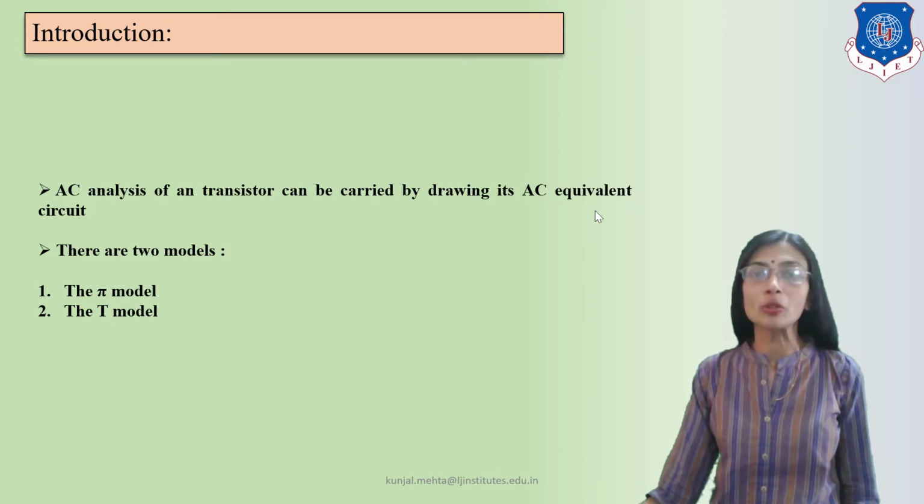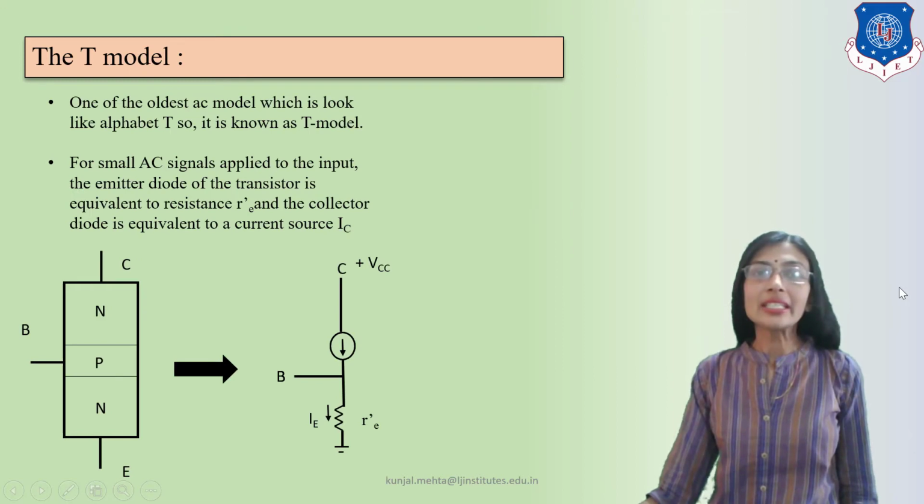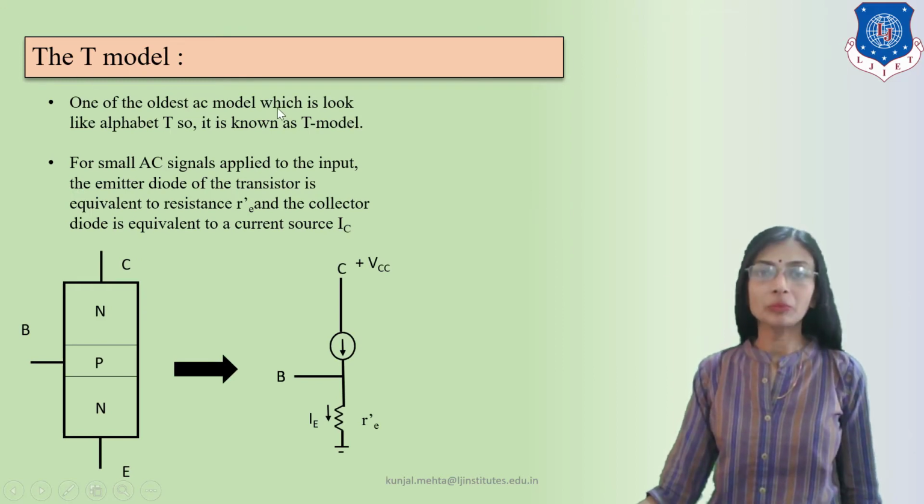Whenever I want to draw the AC amplifier or AC circuit from the BJT circuit, it is necessary to do the analysis with the help of two models. Those are AC models. One is the pi model and another is the T model. Let's start with the T model.